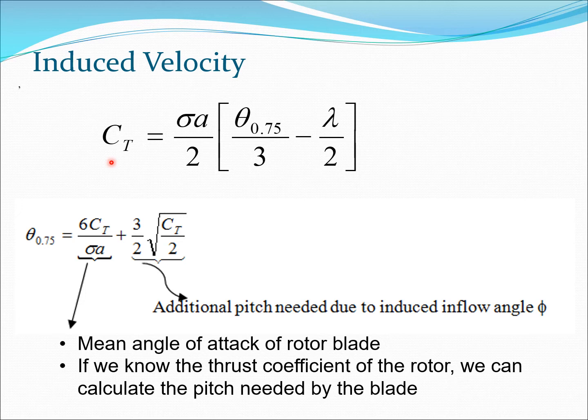So now one of the things you get from the relation between Ct and theta and lambda is that theta 0.75 can be expressed in terms of Ct. Now this is interesting. Of course here I am using the fact that lambda is root Ct by 2. Now what this is telling us is that one part of the theta 0.75 is coming from sigma A and Ct. So this is the mean, and the second part is the extra pitch which is needed due to the presence of the angle phi, which is essentially coming from the inflow.